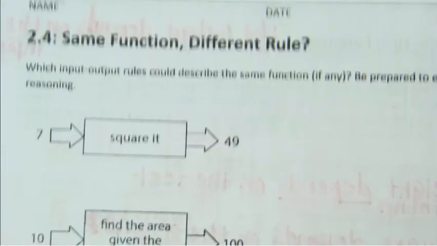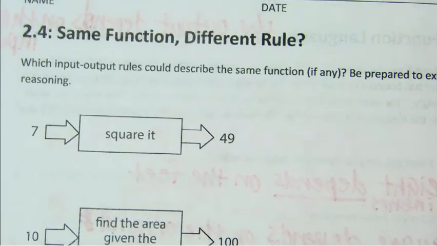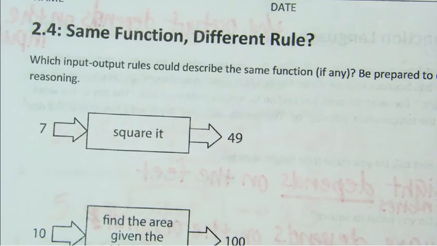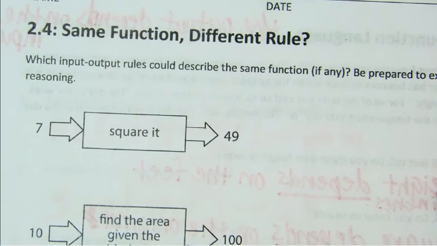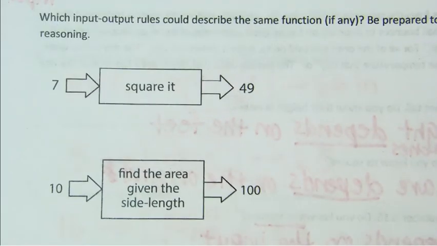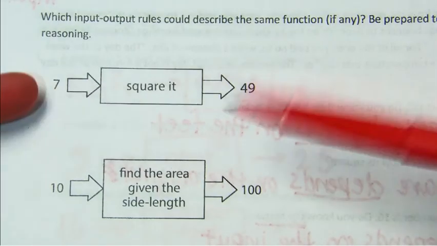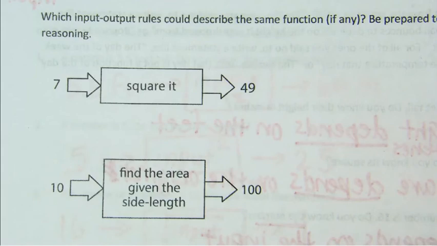Next part, 2.4, same function, different rule. Which input-output rules could describe the same function, if any? Be prepared to explain your reasoning. Okay, so we're going to look at these different rules, and we're going to see which of these functions are actually talking about the same thing.